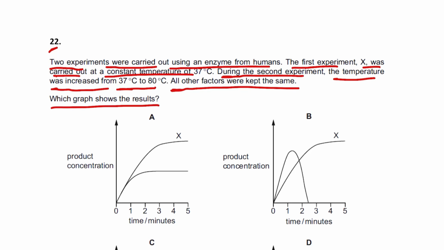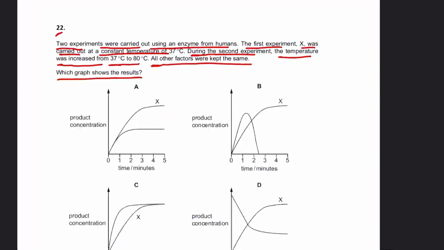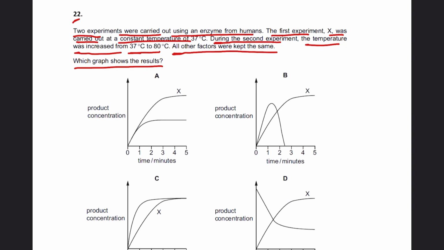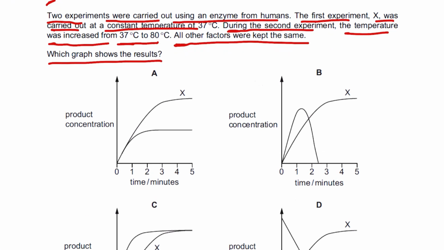Which graph shows the results? So guys, if we talk about the second experiment, they started the reaction, and then during the reaction they started increasing the temperature from 37 to 80, causing the enzymes to denature. So initially the reaction will be rapid and the products will be formed, but as the enzymes denature, the reaction will stop and the product formation will stop.